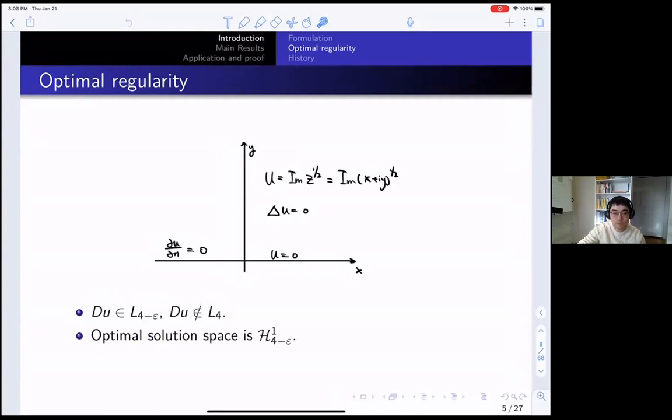Okay, so this example is for the Laplace equation, but you can simply generalize this to the heat equation with higher spatial dimension. So this H^1_{4-epsilon} is optimal here. And of course, this optimal regularity can be measured in some other spaces like the non-tangential maximal function, Bessel spaces, etc. We'll see something about this later.